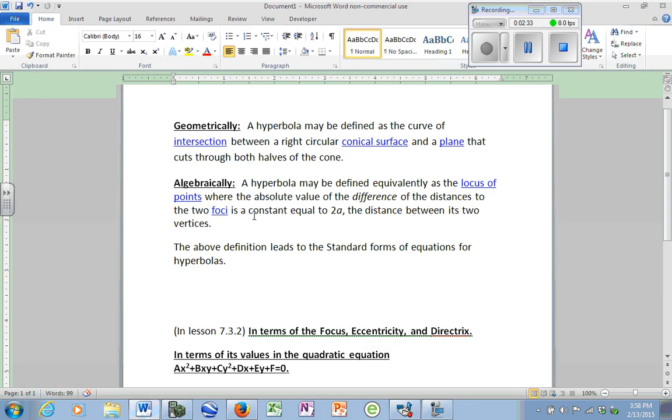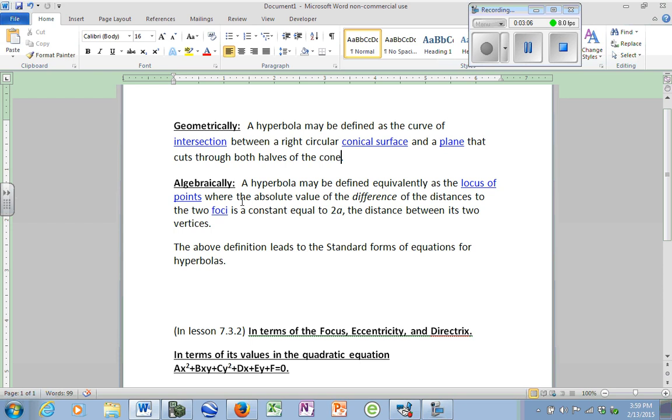Another way that it's defined is algebraically. And it was good old Descartes that kind of fused these two things, the geometric way that the Greeks used to do it and the algebraic way, which was the brand new science of the day. He algebratized the geometry of it. And he defined it equivalently as the locus of points where the absolute value of the difference of the distance to two focuses is a constant equal to 2a, the distance between its two vertices.